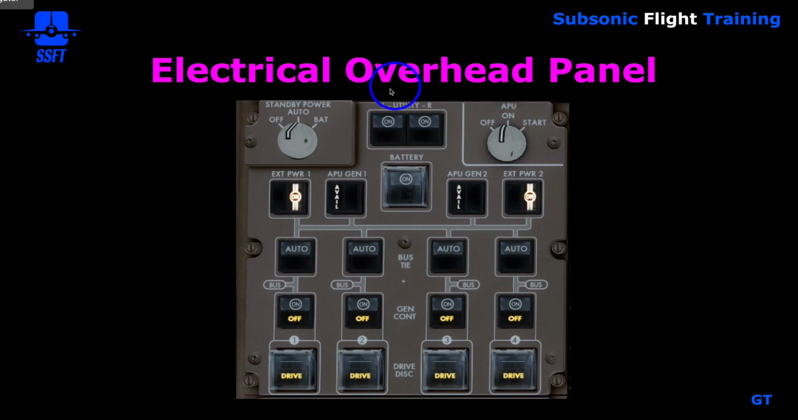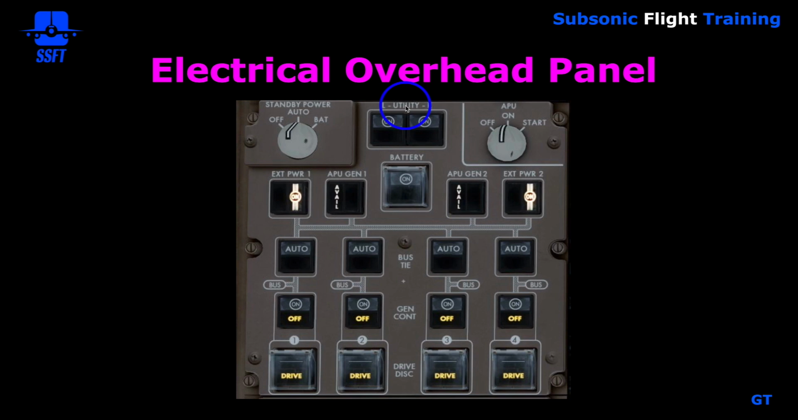These are high draw items, so anything on a utility bus or a galley bus will be a high draw item. And there is a sequence as to how these shed. For example, you have bus 1, 2, 3, and 4, and you have utility and galley buses 1, 2, 3, and 4. And if the power output from a utility or a galley bus becomes too much for the electrical system, it'll start shedding loads, and it does it in a priority order.